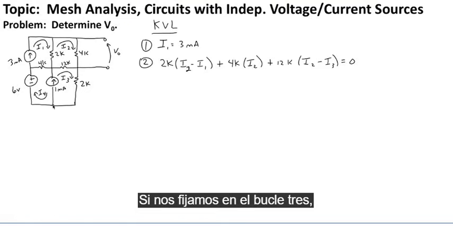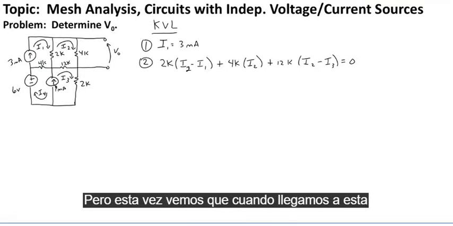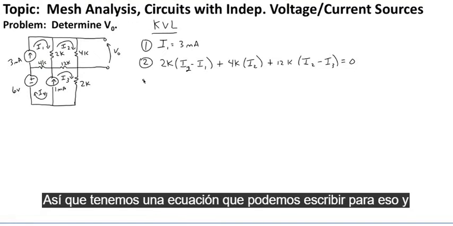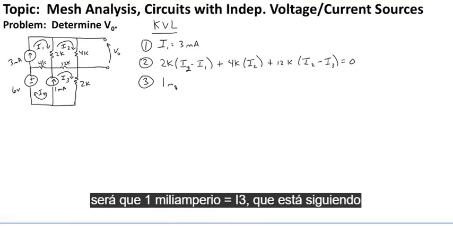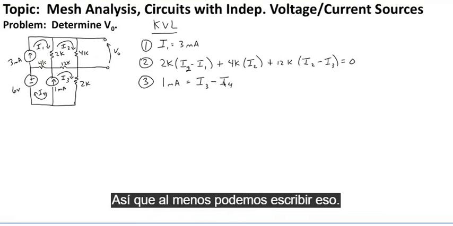If we look at loop 3, we encounter really the same type of problem that we did with loop 1. But this time, when we hit this current source that we don't know the voltage drop across, we don't have this current source assigned to just one loop. It is shared between loop 3 and loop 4. So we have an equation that we can write for that, and it will be that 1 milliamp is equal to I3, which is flowing the same direction as the 1 milliamp source, minus I4. So we can at least write that.